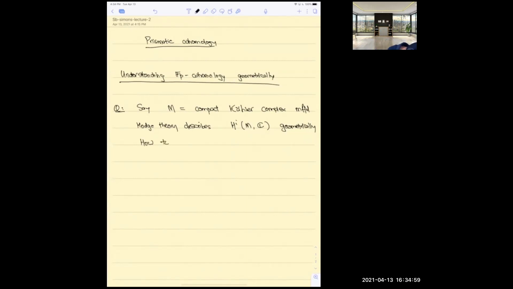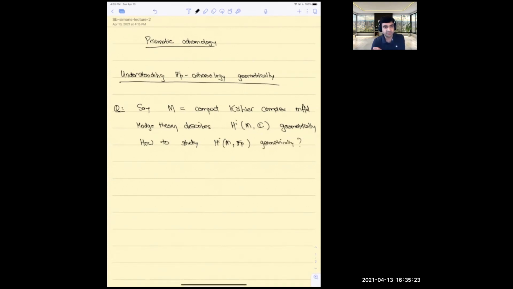So how to study H^i of M, let's say with integral coefficients. Understanding torsion cohomology classes with integral coefficients amounts more or less to understanding the mod P cohomology classes for different primes P. And so this is the question I would like to study.